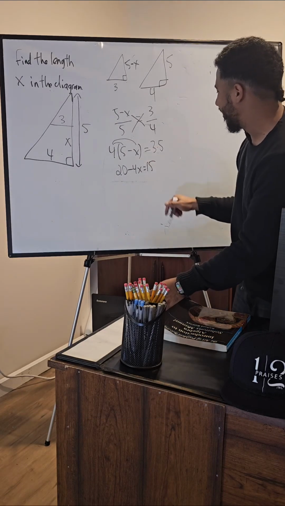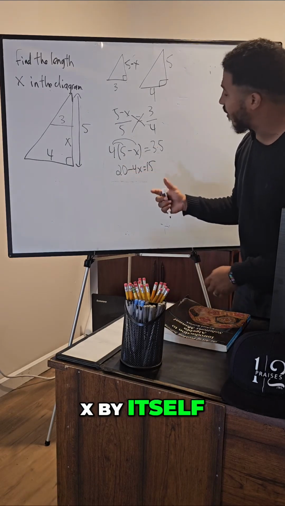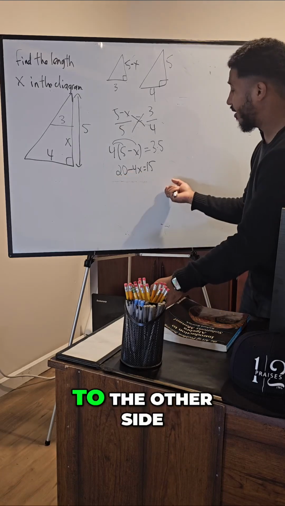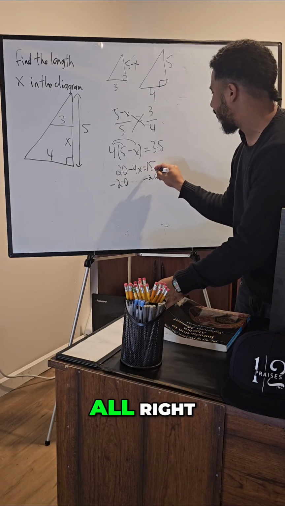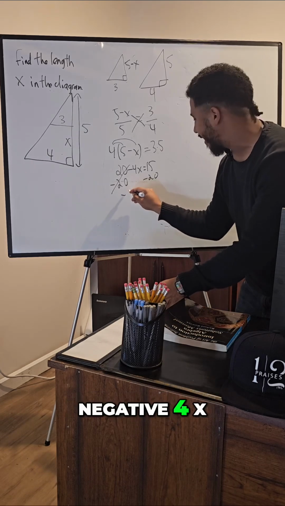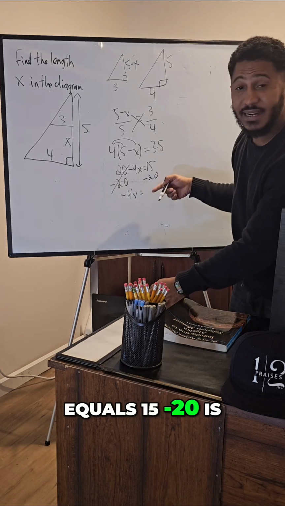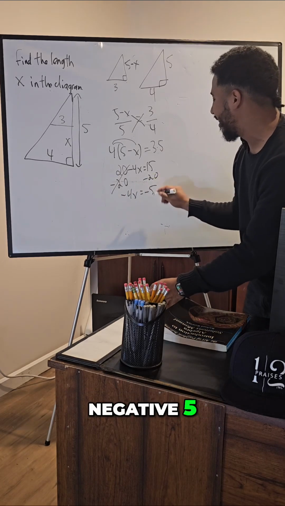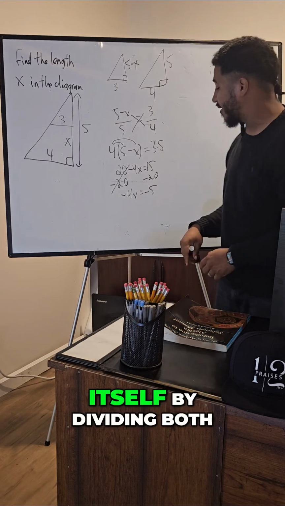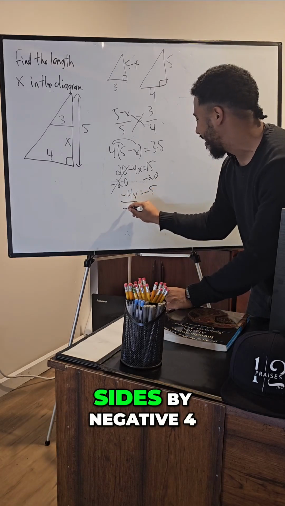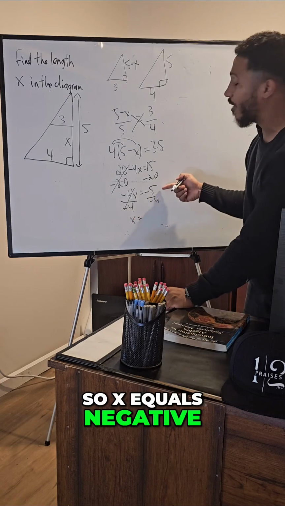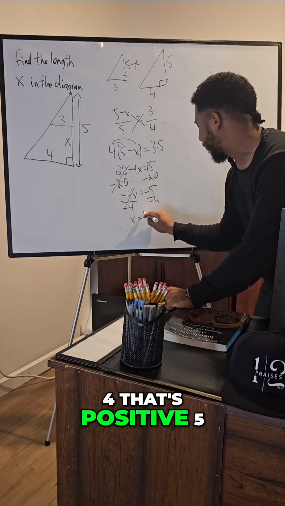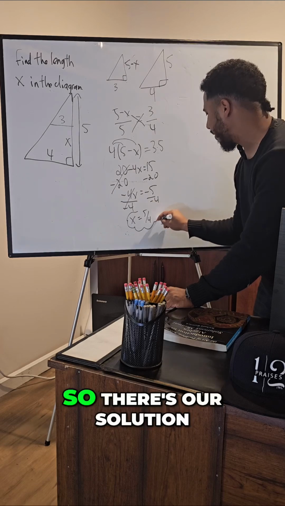All right. So trying to get x by itself, we move the non-x stuff to the other side. So here we would subtract 20 from both sides. That gives me negative 4x equals 15 minus 20, which is negative 5. And lastly, get the x by itself by dividing both sides by negative 4. There we go. So x equals negative 5 divided by negative 4. That's positive 5/4. Okay, so there's our solution.